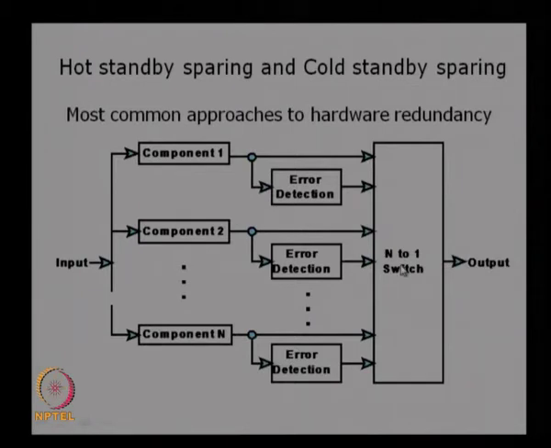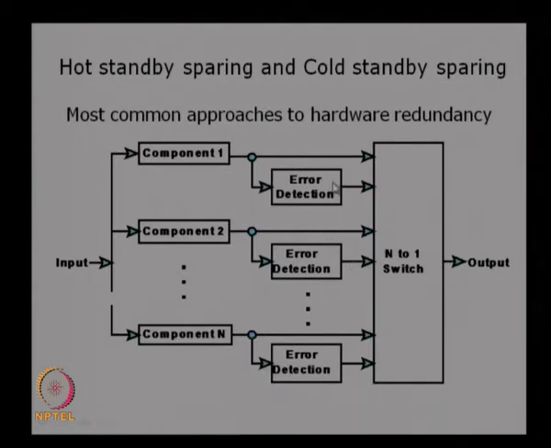This switch will look at the outputs from all the components and error detection functions. If the error detection function of component 1 declares there is no error, then the output from it will be given as the final output from the switch. If it declares an error, then this output will be discarded and immediately it will switch to the second output. So, this switch basically switches between the outputs from the components. Based on the error detection, it will decide which output to choose and send as output. So, that is the N to 1 switch.